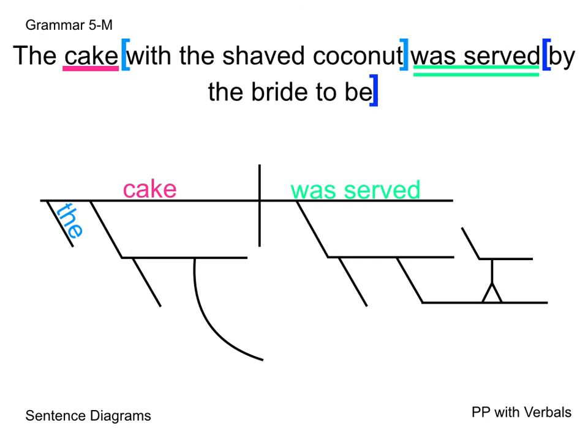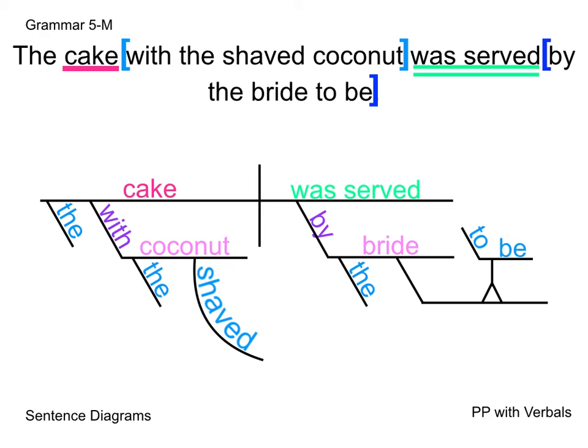So the cake with coconut. What type of coconut? It's the coconut, and it's shaved coconut. So both of those come off of coconut. And then we have was served, and then we have by bride, by the bride. And then what else about the bride? She's a bride-to-be. So both of those are modifying bride, so we'll be coming off of them.